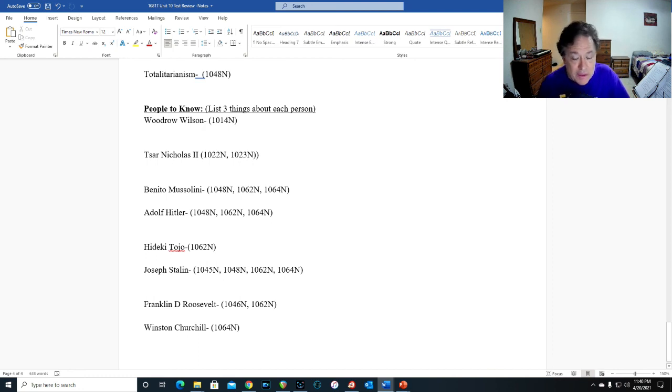He was a communist. He's known for things like the Great Purge, his 5-year plans, collectivization of farms, and for gulags. And he was also the leader of the Soviet Union during World War II. Franklin Delano Roosevelt, otherwise known as FDR, he was the president of the United States during the Great Depression and during World War II. He's known for the New Deal, and he's known for getting the war won.